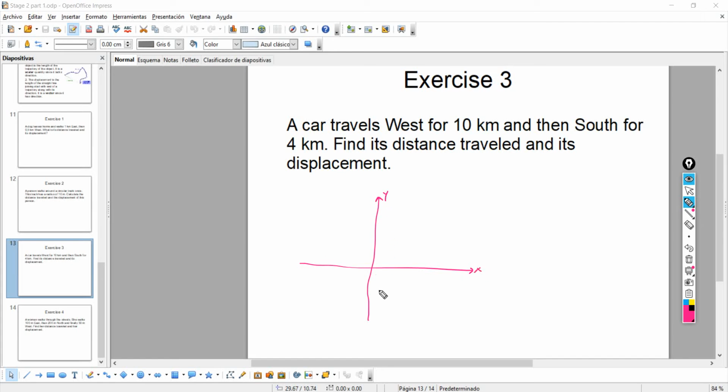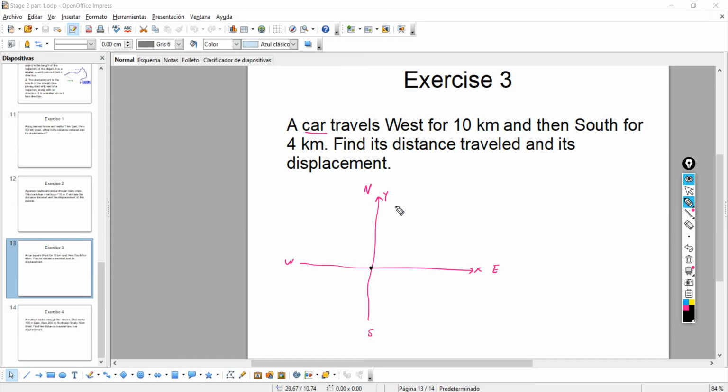This is the x-axis, the y-axis, or you can also interpret this as being north, south, east, and west. And my particle in this case is a car. Let's put that car at the origin of my frame of reference. There you go. And then I'm gonna start to move my particle as I'm told.